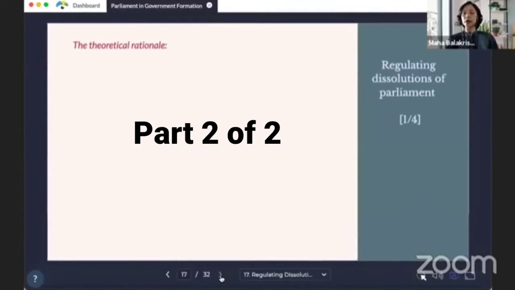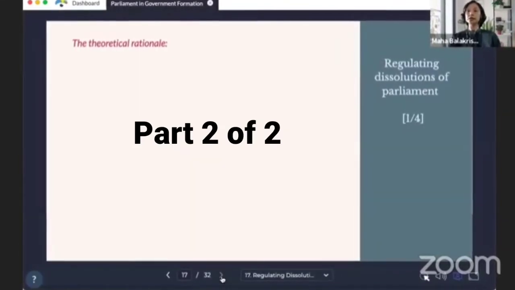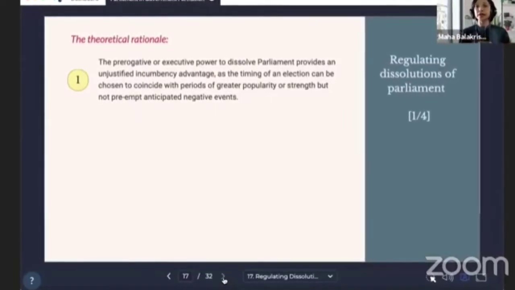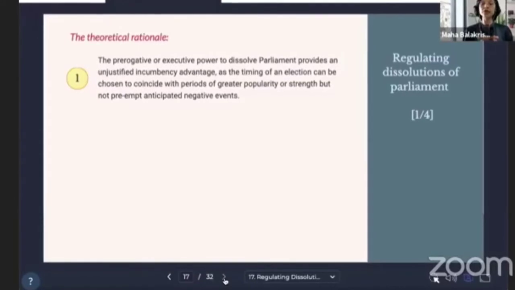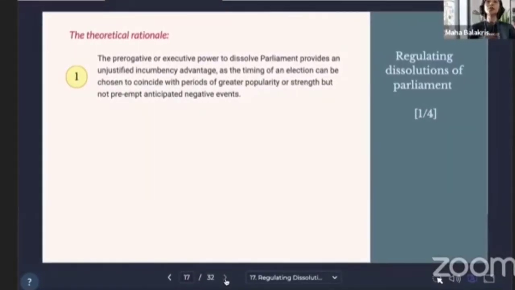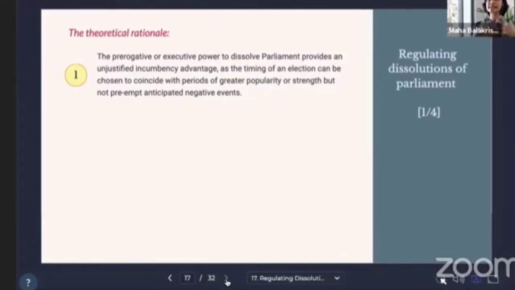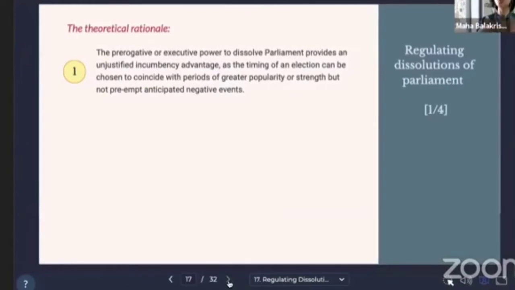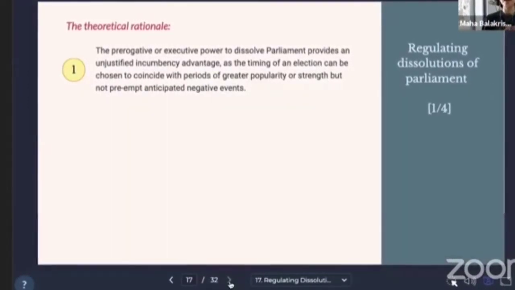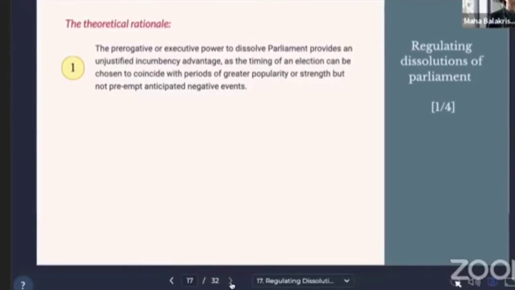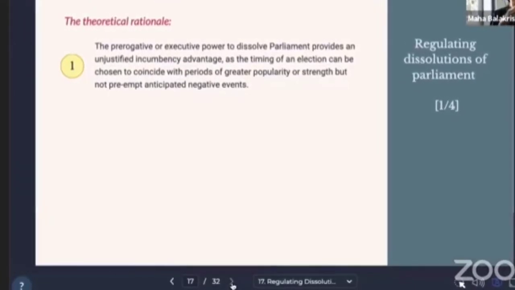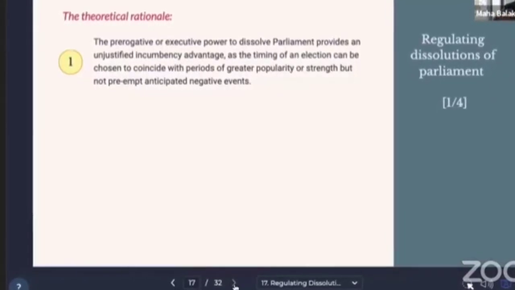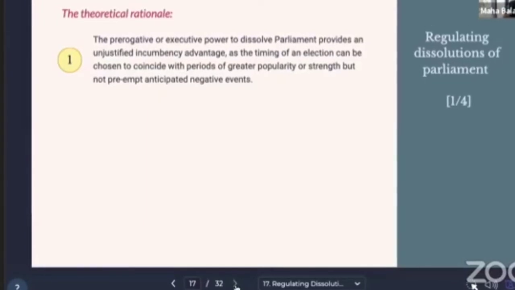Now, the second area that we were looking at was regulating dissolutions of Parliament. So what is the theoretical rationale for Parliament playing a role in controlling when Parliament gets dissolved? Yeah. So the prerogative or executive power to dissolve Parliament is seen as providing the incumbent PM an unjustified incumbency advantage. Why should he or she be able to choose the time to dissolve Parliament, at a time that perhaps could coincide with his or her period of greater popularity, but at the same time, if he or she wants to avoid a negative issue from impacting the elections, yeah?